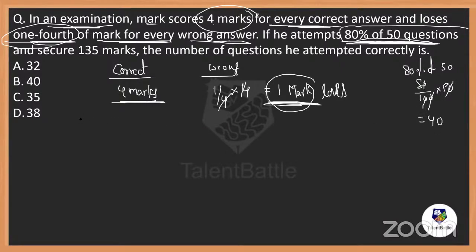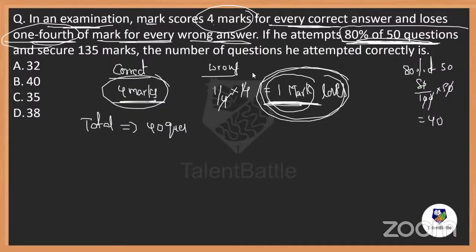So the total number of questions that he attempted is 40. In that, if he does it correctly, he will get 4 marks. If he does it wrong, he will lose 1 mark. That is what they have told you. And they are asking us, if he secured 135 marks in total, then how many questions did he do correctly?